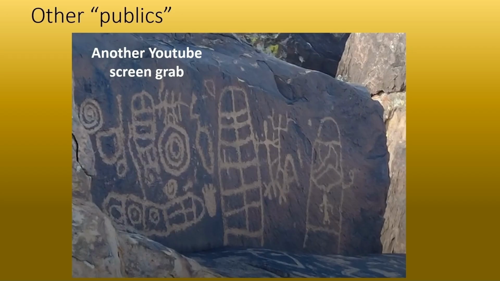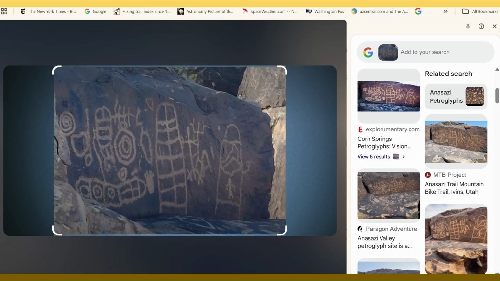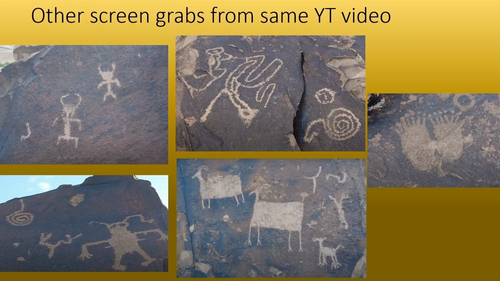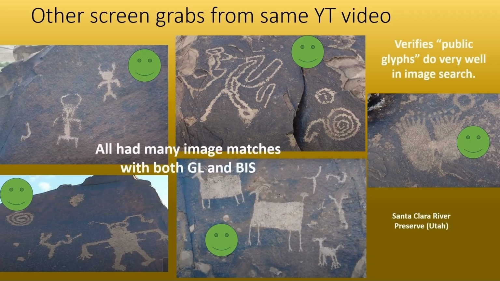Here's the first screen grab I pulled and searched. You can see here that Google Lens found many matches, and information is given about the site. I picked 5 other images from that same YouTube video, and all had many matches to internet posted pictures. So again, I conclude that the initial test was right. Public sites are easy. Image search will find many matches.